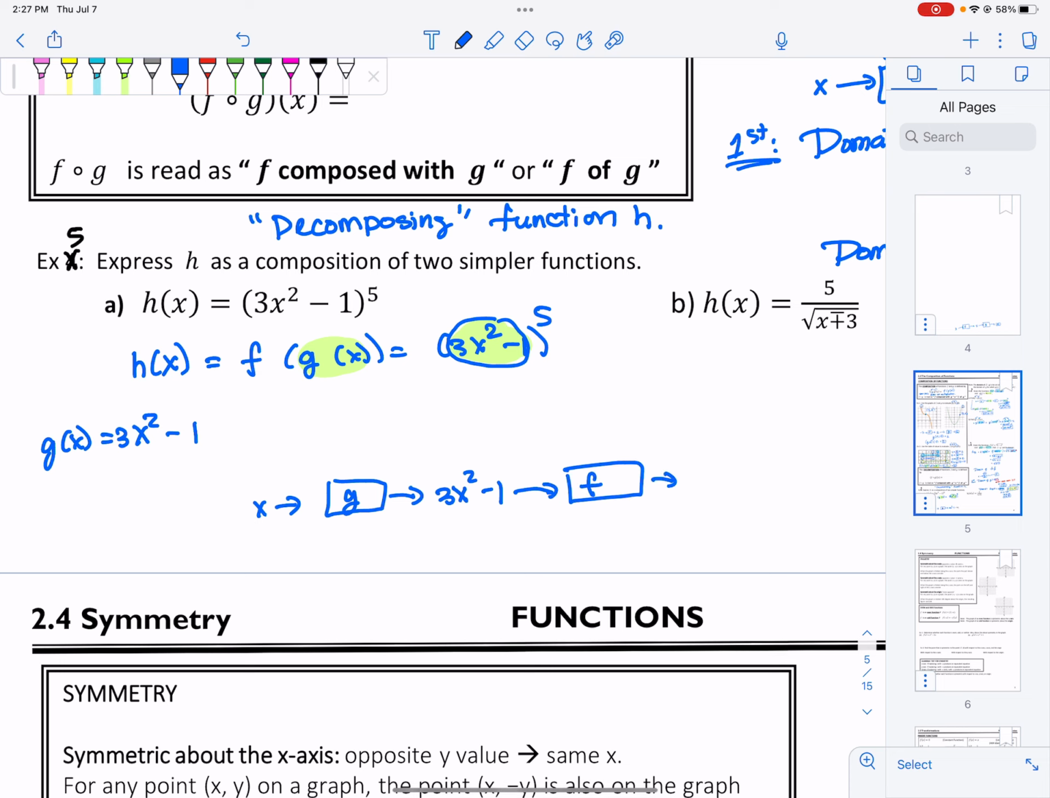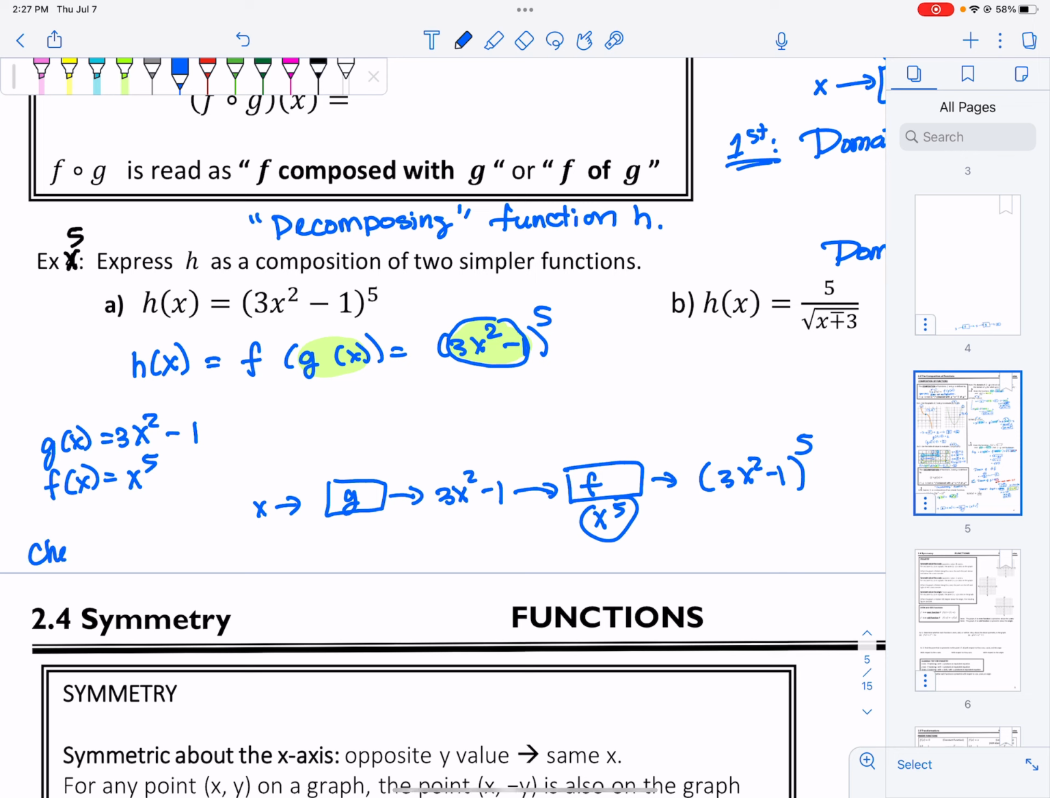And I want that function to have a specific rule so that when I get out (3x squared minus 1) raised to the fifth. So in order to take this and raise it to the fifth, I need this function f to be something to the fifth. I need the input to be raised to the fifth. So f of x would be x raised to the fifth.